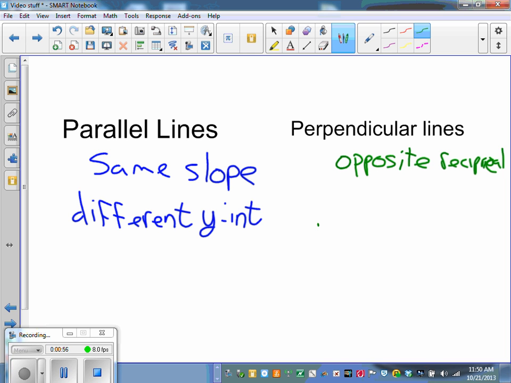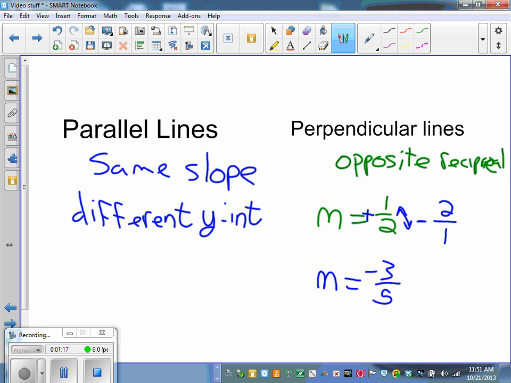If I have the slope of a line that is 1/2, the slope of a perpendicular line is, I'm going to flip my fraction, 2/1. And because this was a positive, I'm going to change this to a negative. Okay? So let me give you another example. If I have a slope that is -3/5, I'm going to flip it, 5/3, and it's going to be a positive slope for a perpendicular line.